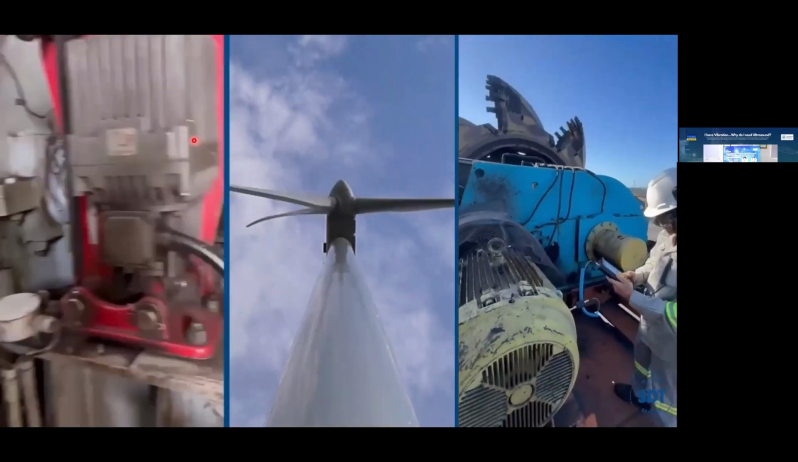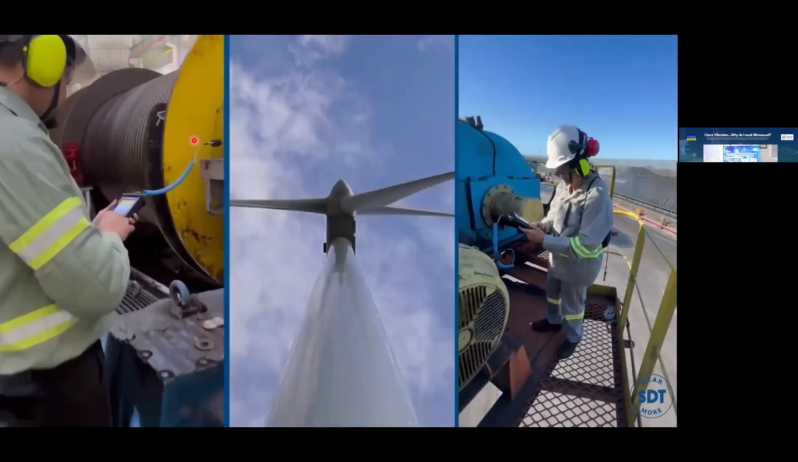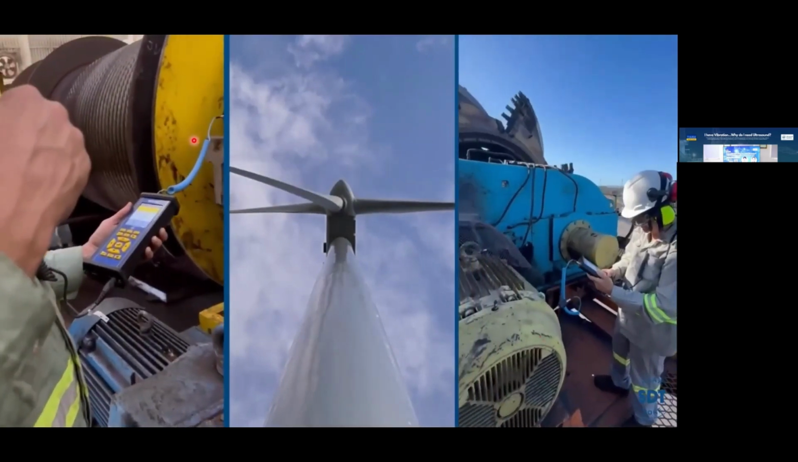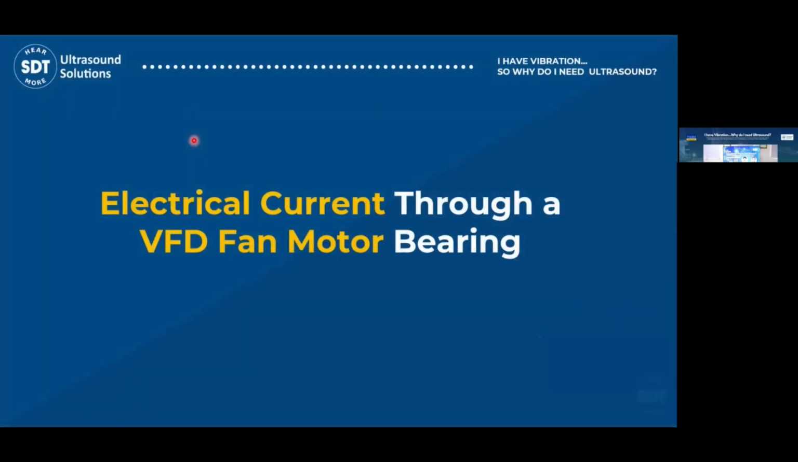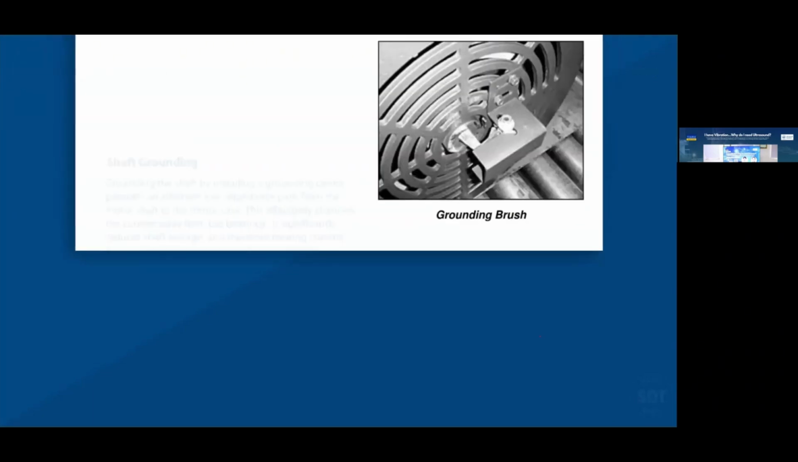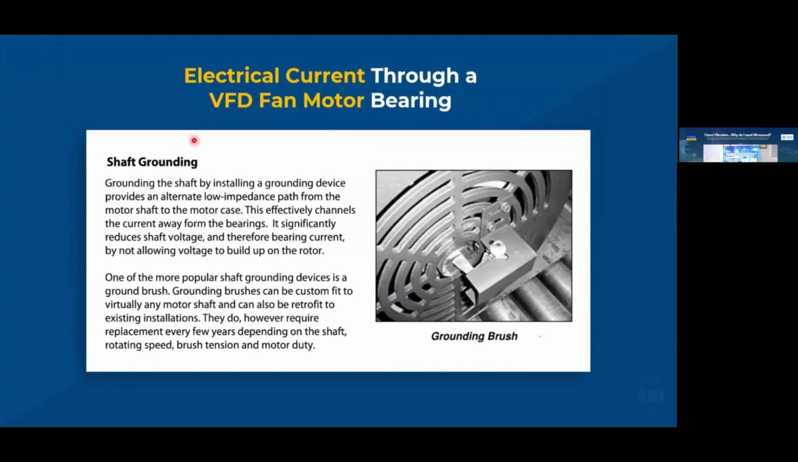high performance when you detect a low speed machine, non-rotating machine, sliding, or start-stop reverse-forward machine. I show you a case study for electrical current through a VFD fan motor bearing. I think almost all manufacturers have a VFD to drive the motor. If you have the problem of electrical current through a VFD fan motor bearing, we can fix this problem with a shaft grounding. We made a shaft grounding to the motor.